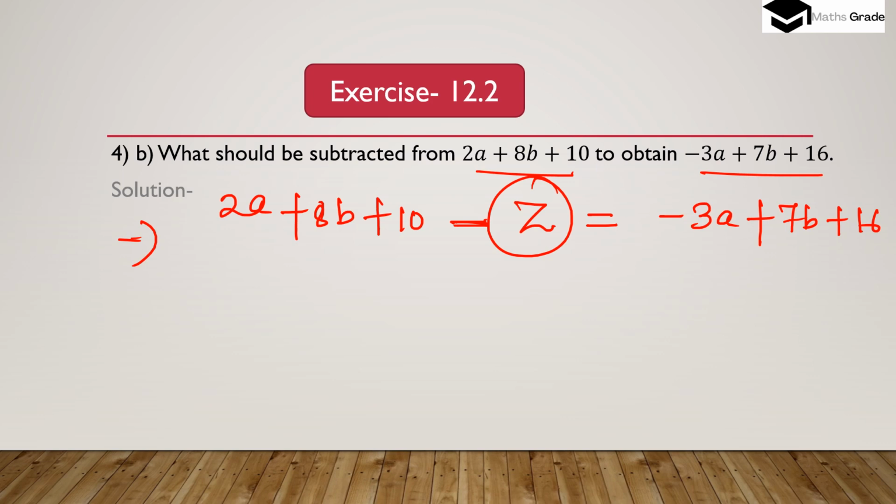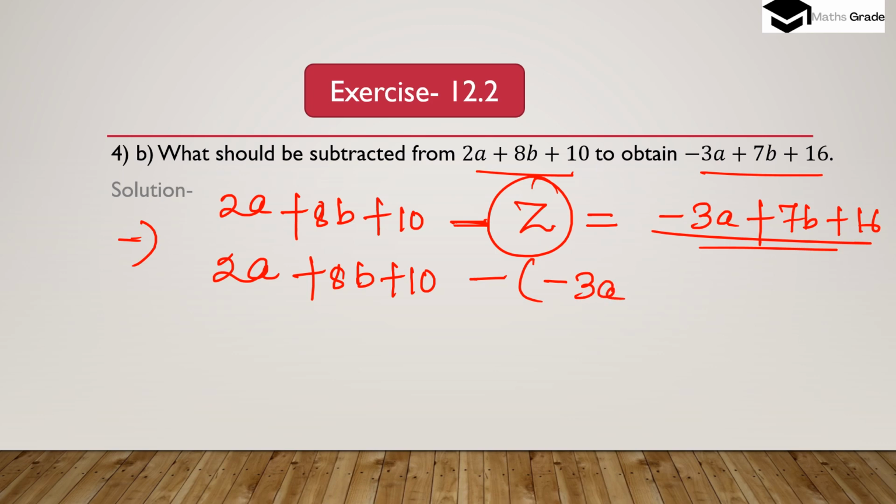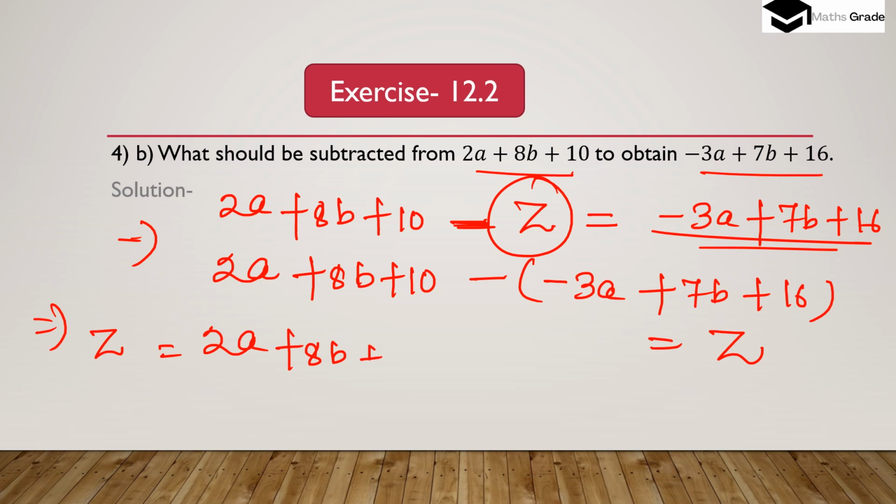This algebraic expression z is transposed to the right hand side, where the minus sign changes to plus. And this algebraic expression is transposed to the left hand side, so it will be 2a plus 8b plus 10 minus of minus 3a plus 7b plus 16, which is equal to plus z. Now z will be 2a plus 8b plus 10, minus multiplied with minus is plus 3a, and minus multiplied with plus is minus 7b, minus 16.